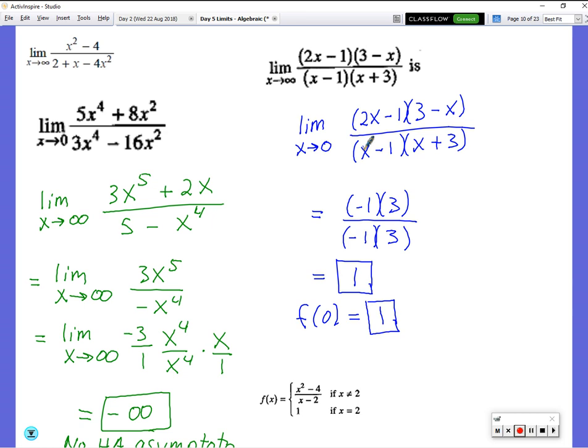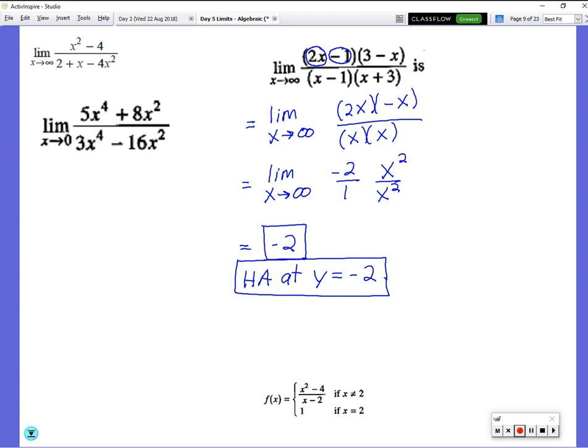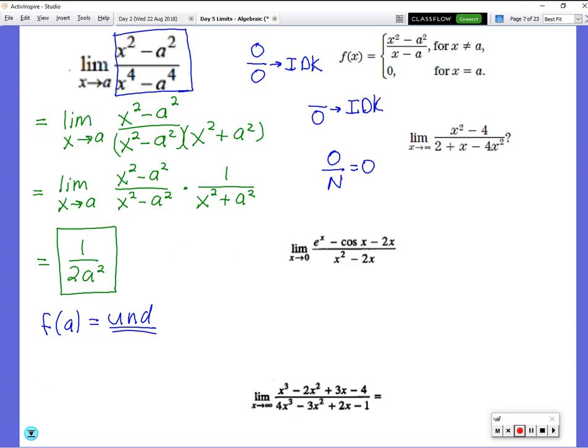Whereas the one over here, they don't match. So it's a removable discontinuity. But I don't know if that answered your question.